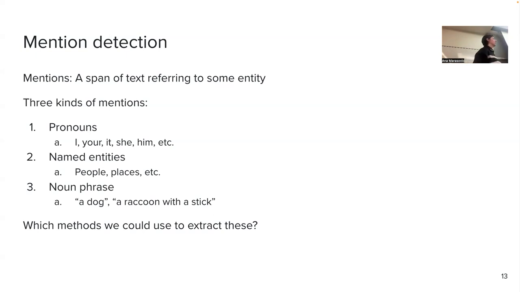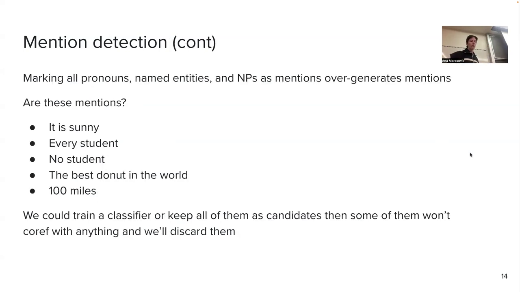So great, we have now learned a bunch of techniques, and if we needed to do everything in a pipeline way, we would apply those methods and get a bunch of pronouns, named entities, and noun phrases, and each one of these is a potential candidate for a mention. However, we will over-generate the mentions in this fashion because not every pronoun, named entity, and noun phrase is a mention. So, for example, these are some examples.